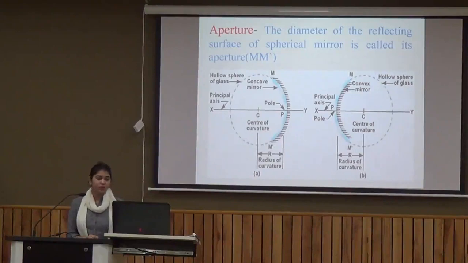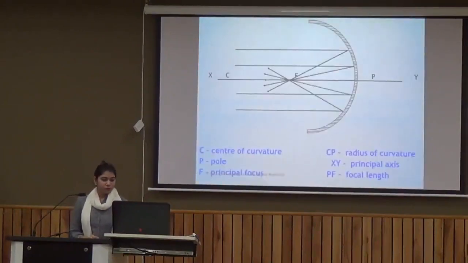Now in this slide you can see all the terms that we have studied. You can see the pole, which is the center. Then there is the center of curvature. Through a dotted line, we see that the mirror is a part of a sphere and the center of that sphere is the center of curvature. But the center of the reflecting surface of the mirror is the pole, right? And we can see here the radius of curvature, and M dash M represents the aperture. Again, all these terms are being explained here, so you can go through it.